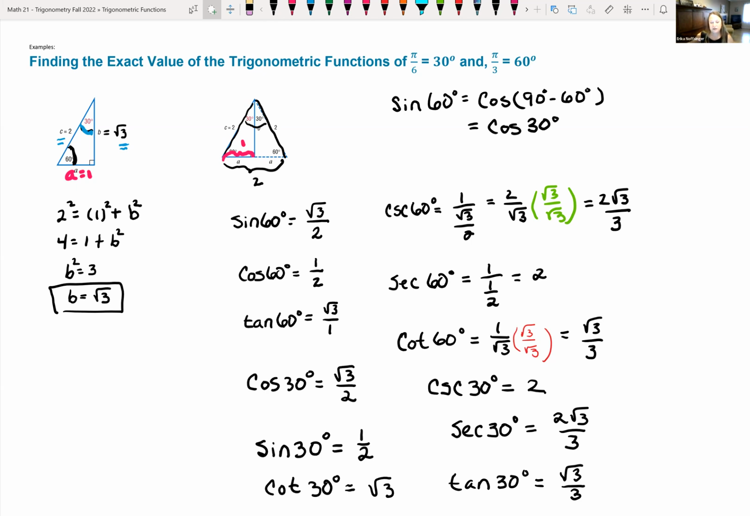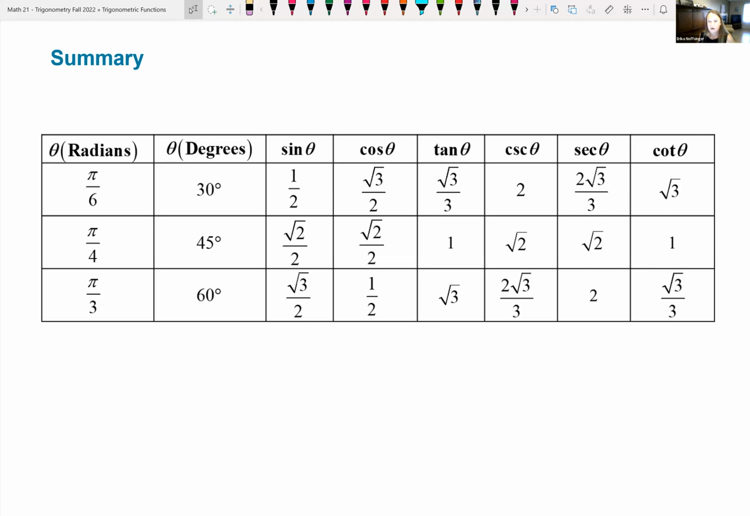So let me just put up a table as a review of what we just found. Okay, so in front of you now is that table. We were looking at the degrees, but equivalent to the 30 degrees we have is pi 6. Sine of pi 6 or sine of 30 degrees is 1/2. Cosine of 30 degrees or cosine of pi 6 is √3 over 2. Tangent of 30 degrees or tangent of pi 6 is √3 over 3. Cosecant of 30 degrees or pi 6 is 2. Secant of 30 degrees or pi 6 is 2√3 over 3. And cotangent of 30 degrees or pi 6 is √3.